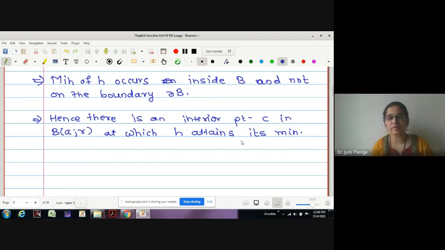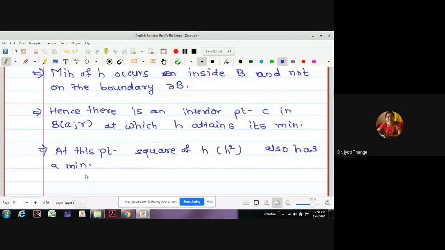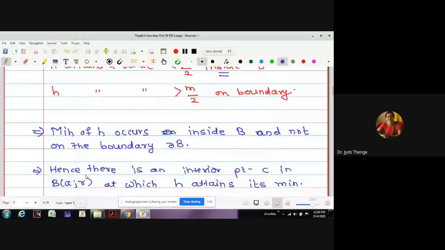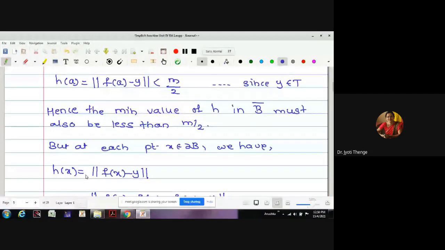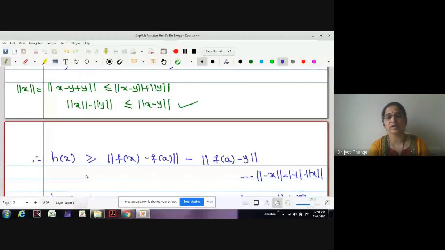At the same point, may I say the square of h is also going to attain the same minimum value? At this point, the square of h, that is h square, also has a minimum. The function has minimum at C, where the function is positive. Therefore, the square is also having the same minima at the same point. Now, h is the function we have obtained, which is the distance between fx and y, where it attains its minima at some point inside the ball, at point say C.